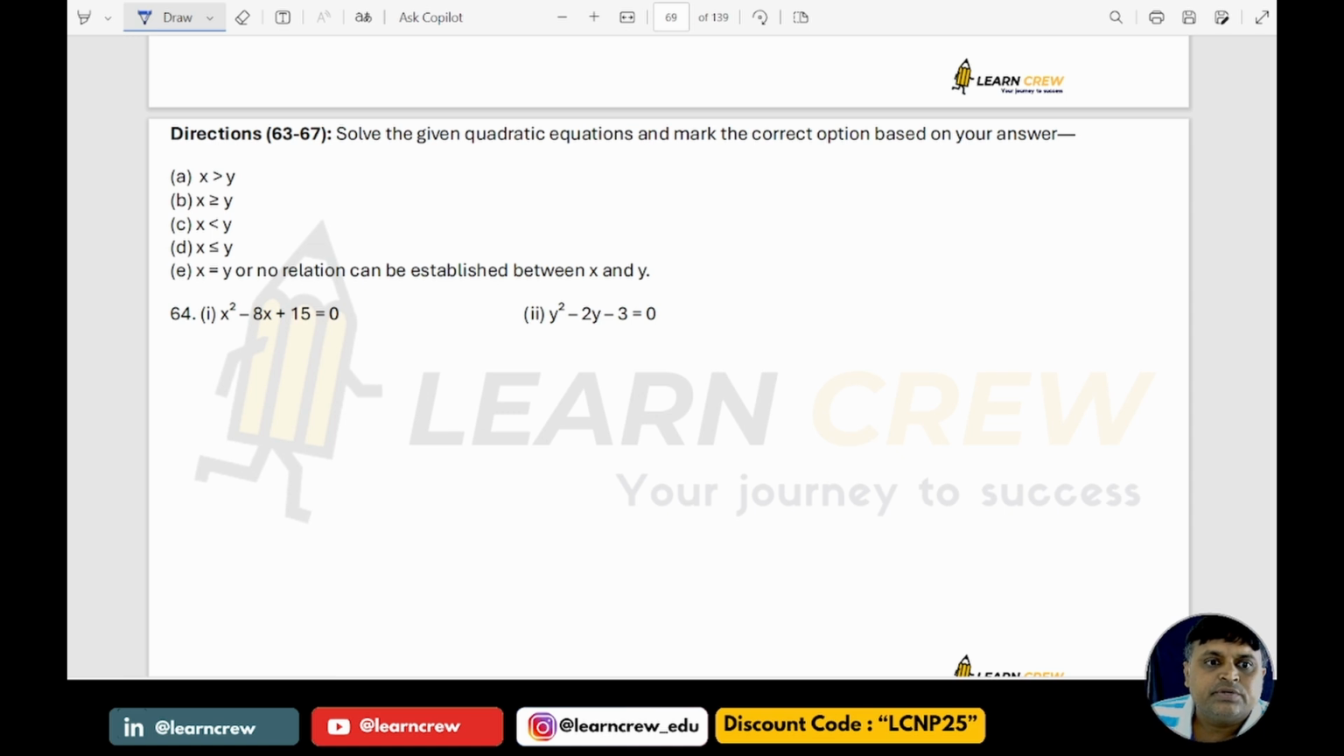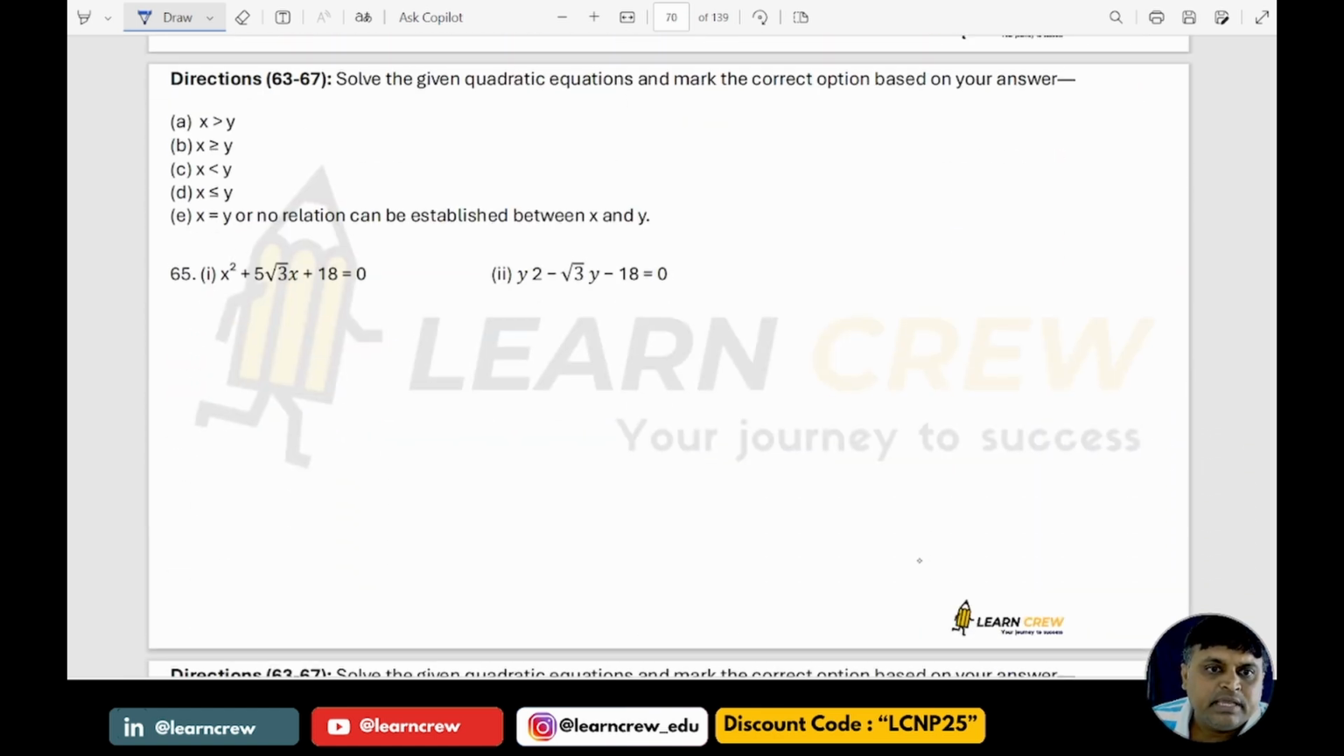Next, question number 64. So here x is 3, 5 and y is 3, minus 1. So you can say x is equal to y, 3 and 3, and x greater than y, 5 greater than minus 1. So x greater than or equal to y. Option B is correct.